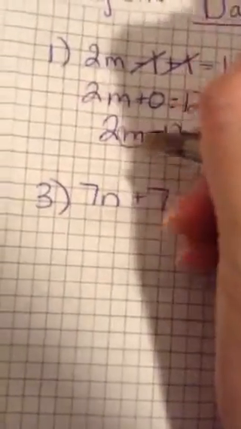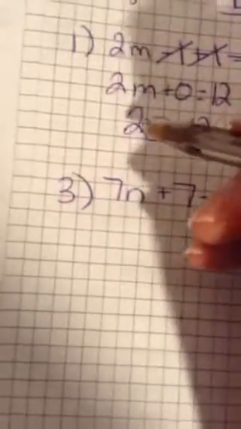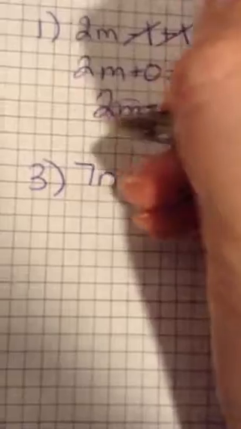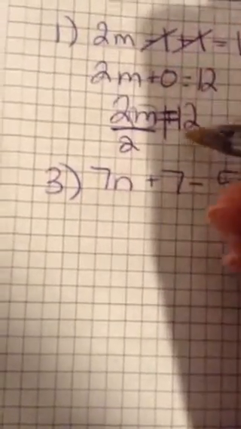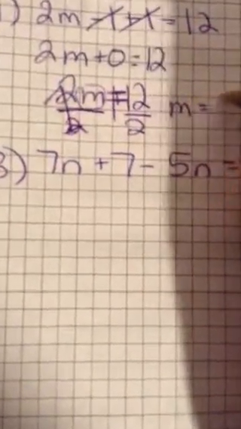To isolate my variable, 2m equals 12. To isolate m, I need to get rid of this 2 by performing the inverse operation. 2 divided by 2 is 1. I'm left with m equals 6.